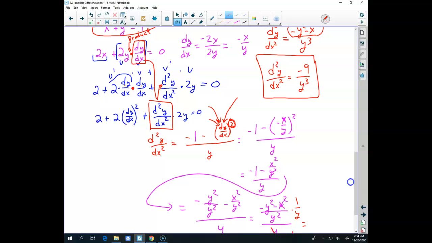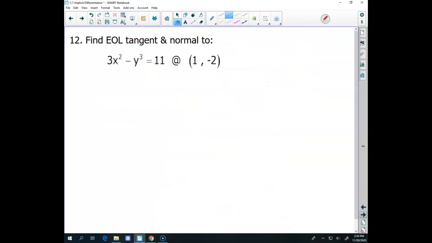So what we're going to do is a little application here. Let's find the equation of the line tangent and normal to 3x squared minus y cubed equals 11 at the point (1, negative 2). Not a big deal. They gave us a specific point to find it at, so we got the point.